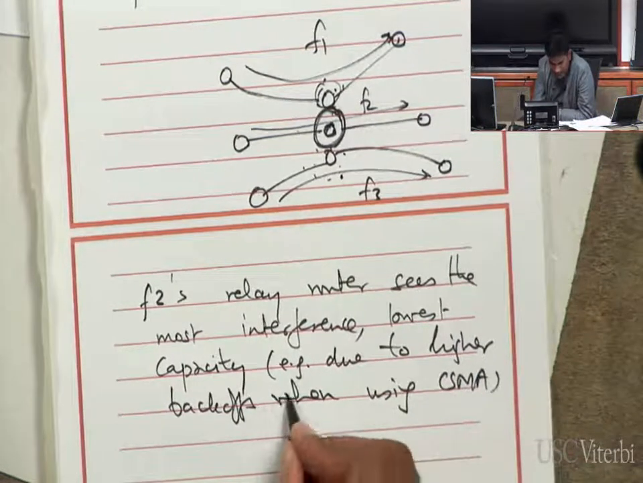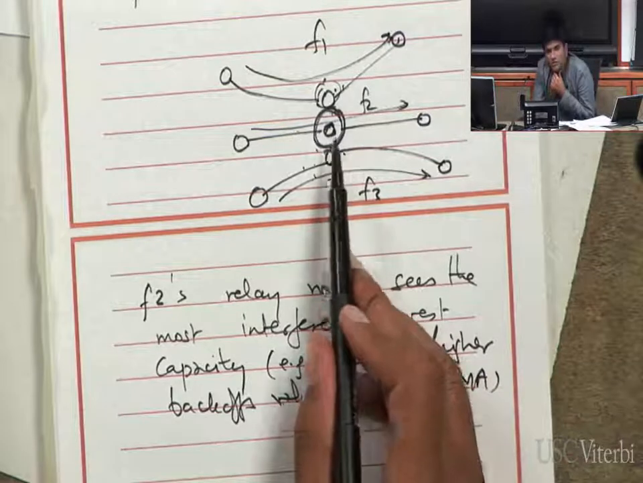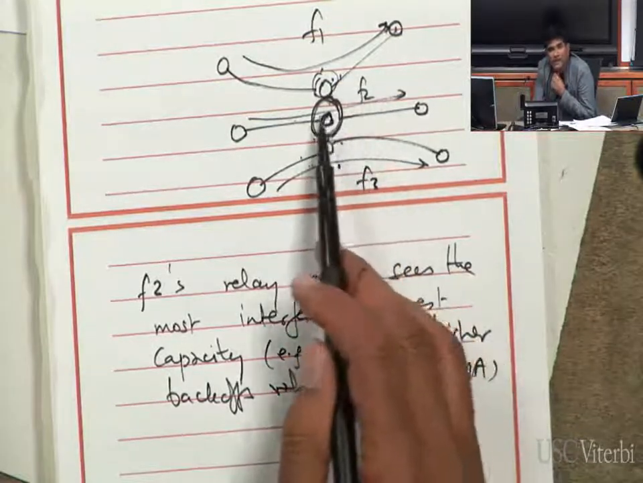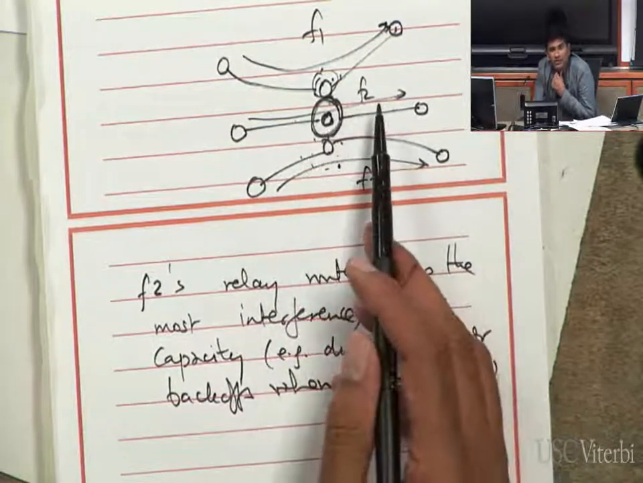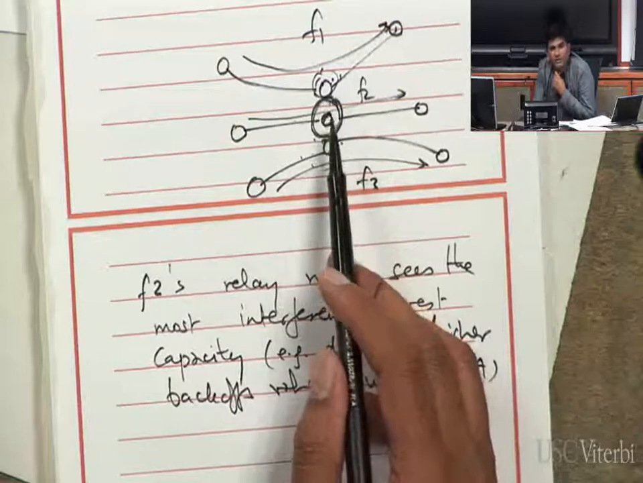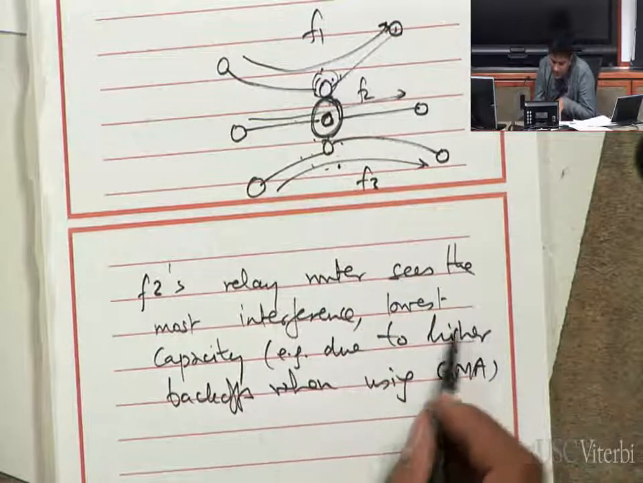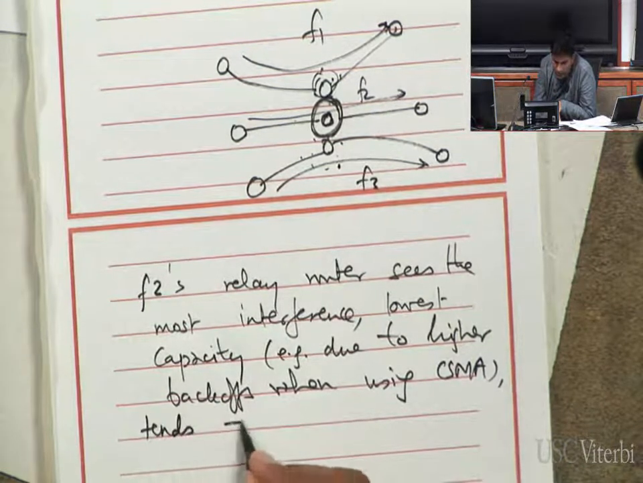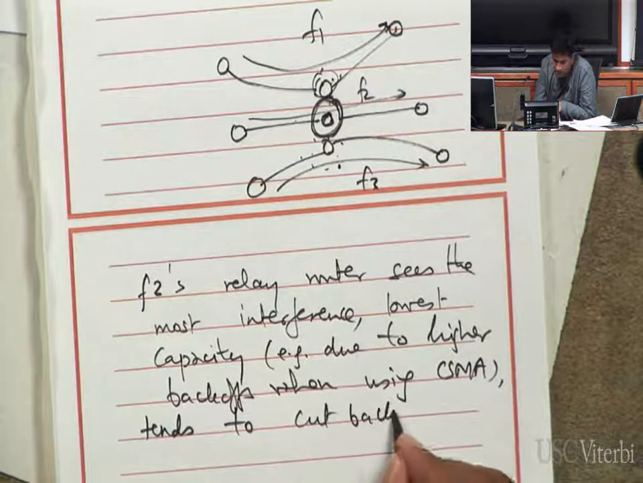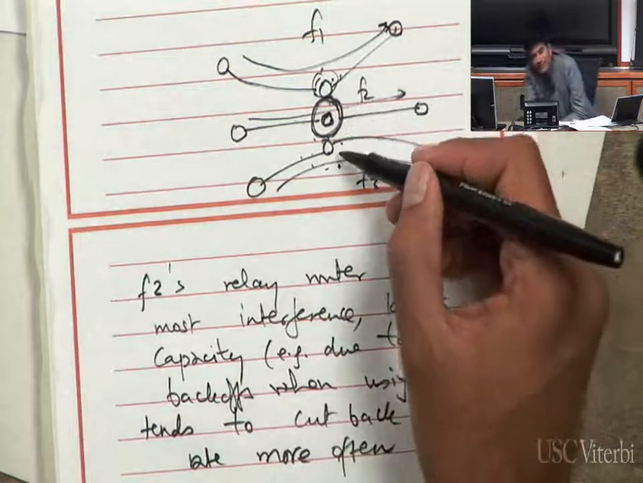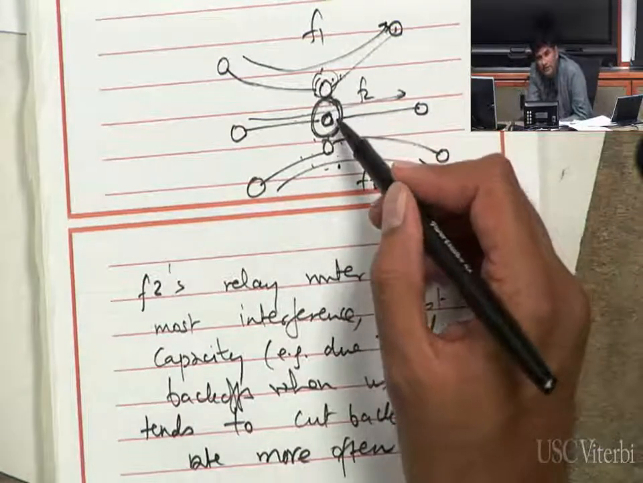So the assumption I'm making here is that this router can only see this node, this router can only see this node, but the intermediate router can see both of them. So if either of them is sending a packet, it has to wait and then pick a random time to transfer, whereas these guys only have one potential node who might be occupying the channel when they want to transmit. So as a result of this, it has the lowest capacity, and tends to cut back its rate more often. And whenever it cuts back its rate, it sends a little bit less frequently.